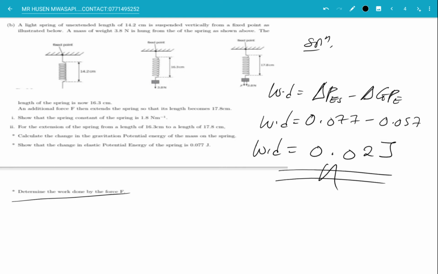Alright, so that is how you go about solving this question. It's a very interesting question. Try to go through it over and over again to understand clearly how to go about it.